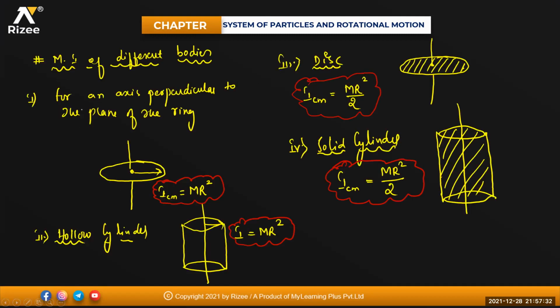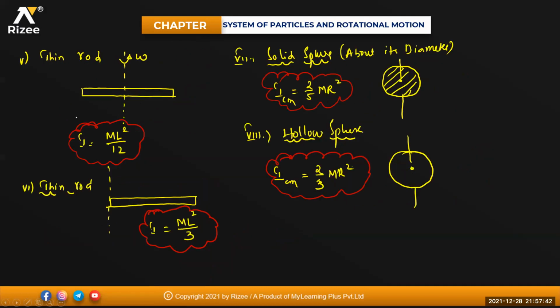Moment of inertia of the different bodies: for a ring, it is mr square. For a hollow cylinder, it is mr square. For a disc, it is mr square by 2, and for a solid cylinder also, it is mr square by 2. For a thin rod about an axis passing through the center, it is ml square by 12. For a thin rod with the axis at one end, it is ml square divided by 3. For a solid sphere about its diameter, ICM equals 2 by 5 mr square, and for a hollow sphere, it is 2 by 3 m r square.